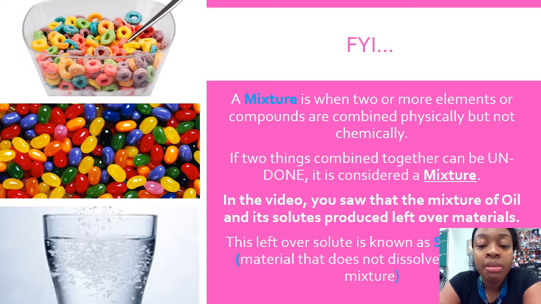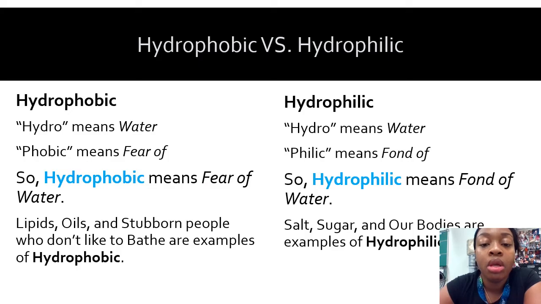So in the video, you saw that the mixture of oil and its solutes produced leftover material at the bottom, which is something the salt water doesn't have. The salt water didn't have any suspension left over, but the oil did. Let me take off the video here so you can see it. A suspension is a material that is left over that does not dissolve in the mixture. That clump at the bottom of the cup is what we consider a suspension. Now let's go over hydrophobic versus hydrophilic, because that plays into the next property of water.